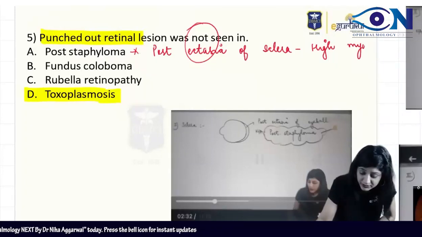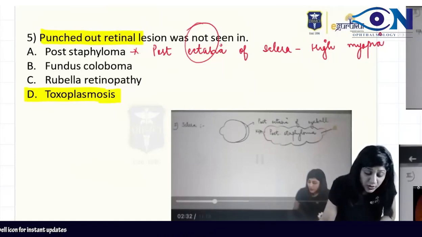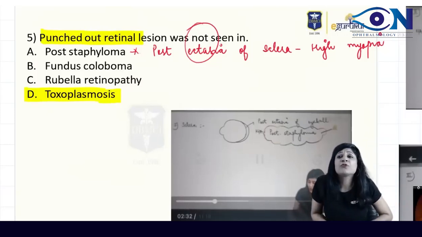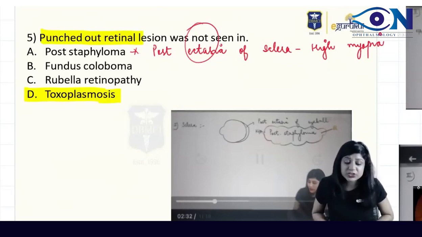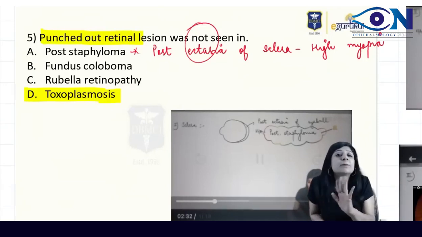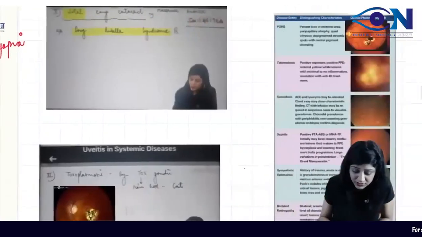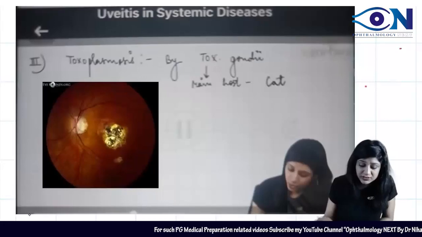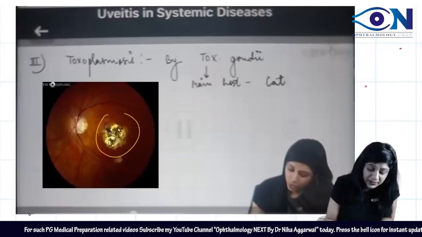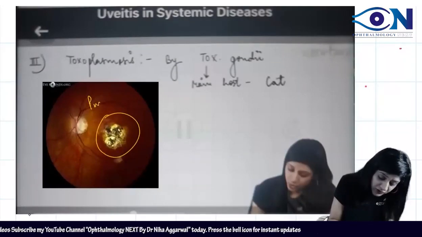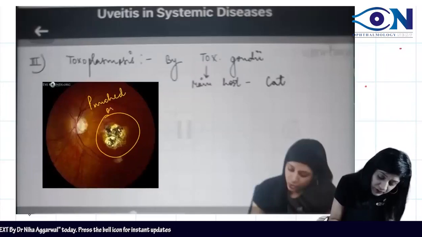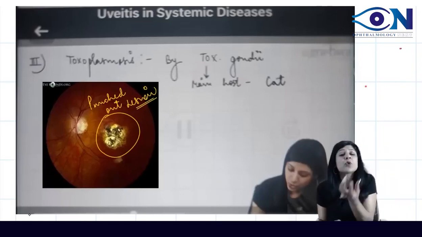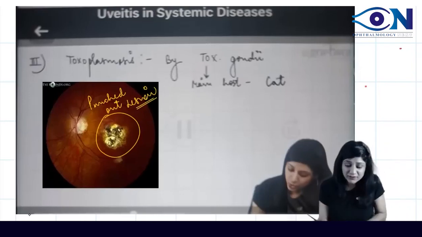100% it is not seen in. So I do not know. If it is not seen in, then you have to go with the odd one out, because posterior staphyloma, ideally speaking, is not a punched out lesion. A punched out lesion is something like this. This is your toxoplasmosis. So this is the one that typically is called the punched out lesion. When you call it a punched out lesion, it's a chorioretinal lesion.